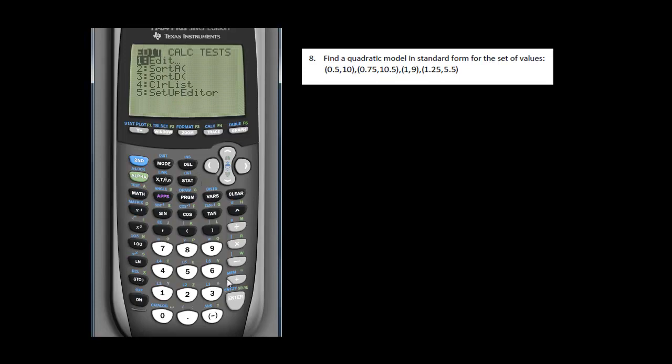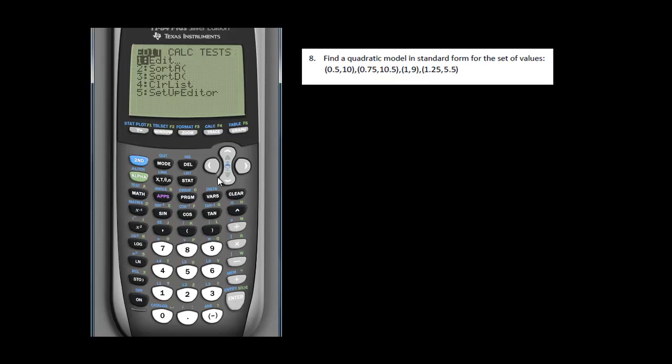Go to Stat, Edit. It's all cleared out. So we're finding a quadratic model. So we're going to enter the x values in. So 0.5, 0.75, 1, and 1.25. Input the outputs for L2. So 10, 10.5, 9, and 5.5.